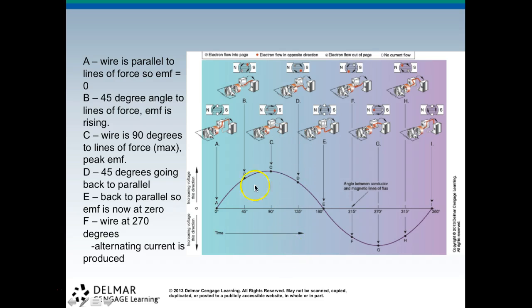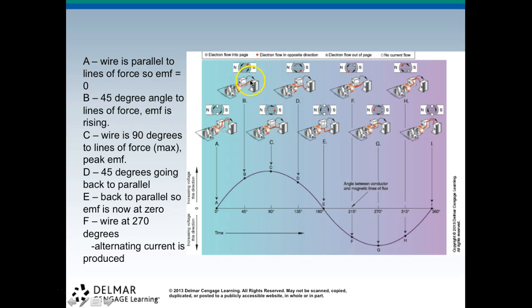Okay, when we're looking here, this is what we call a sine wave. This is the positive portion, and this is the negative portion of the sine wave. If we're looking at the armature parallel to the lines, you can see right here our armature is parallel to the lines, so the EMF is 0, so we're at 0 right here.